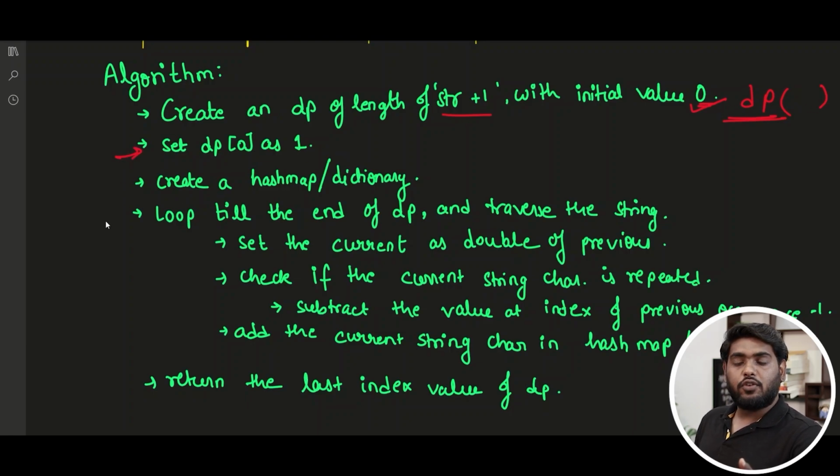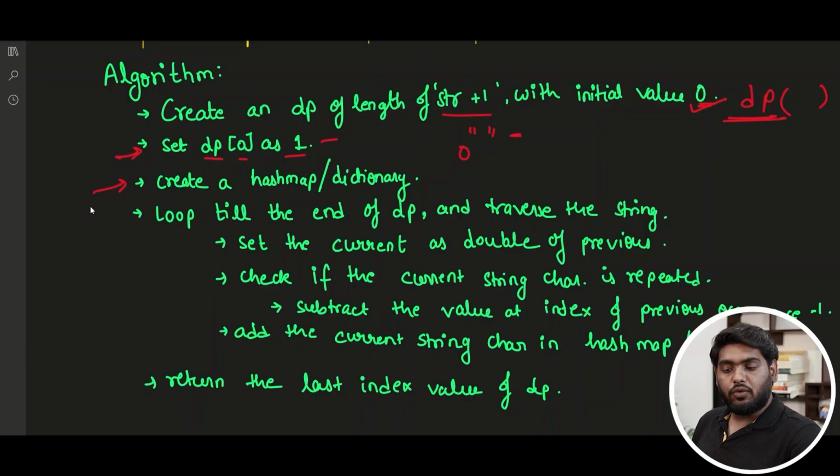The first step that we have to do is set dp[0] as 1. Why are we doing that? Because we are considering the empty string. Once we are at the 0th index, that means we are not taking any character. How many possible subsequences do we have? We have one possible subsequence, and this signifies that.